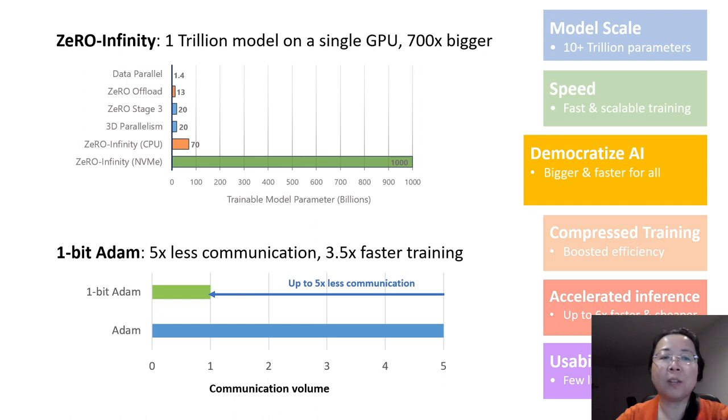Another innovation is 1-bit Adam. It reduced the communication volume of the original Adam by up to 5x, while achieving similar convergence efficiency. In communication-constrained scenarios like using Ethernet, we observe up to 3.5x faster training. 1-bit Adam democratizes distributed training and empowers our users to scale on different types of GPU clusters and networks.